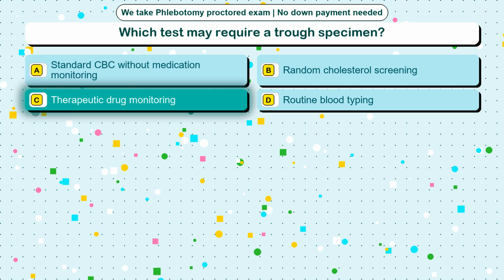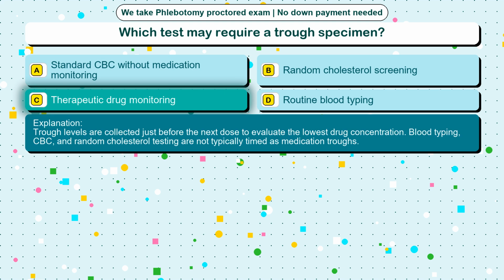The correct answer is option C. Therapeutic drug monitoring. Trough levels are collected just before the next dose to evaluate the lowest drug concentration. Blood typing, CBC, and random cholesterol testing are not typically timed as medication troughs.